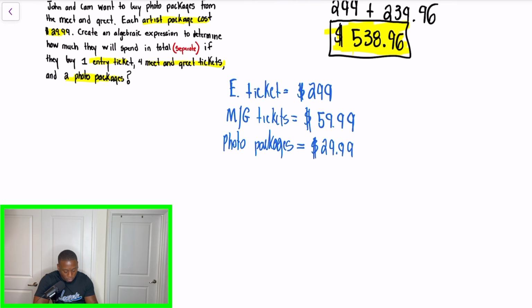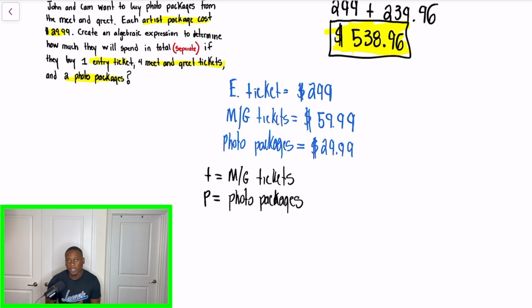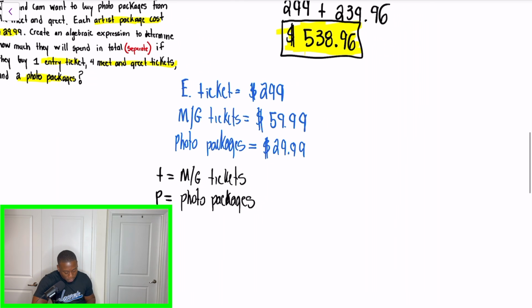So let's start off with our expression. So we know that T is equal for the meet and greet tickets. And then now we're going to use the variable P for photo packages, all right? It's very important that when we're working with expressions, we always define the variable. What does the variable stand for? So please, very important thing right there, always define your variables so we know what they stand for.